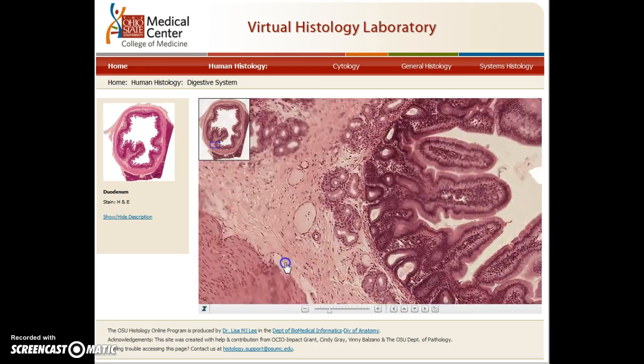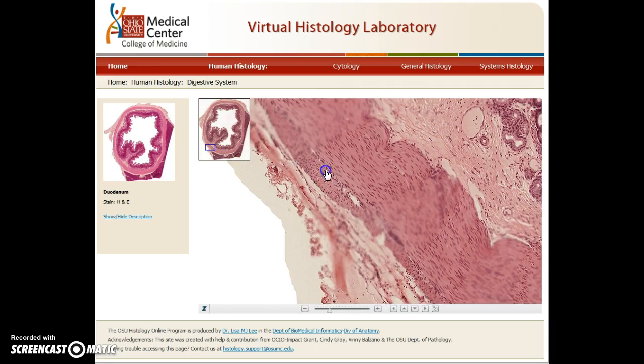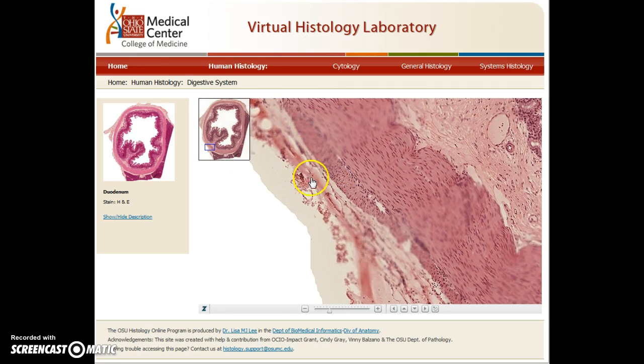Then as I go down, I have my 2 layers of my muscularis externa. This first layer is the inner circular layer, and then this thinner portion here is the outer longitudinal layer. And then this thin portion again is your serosa.